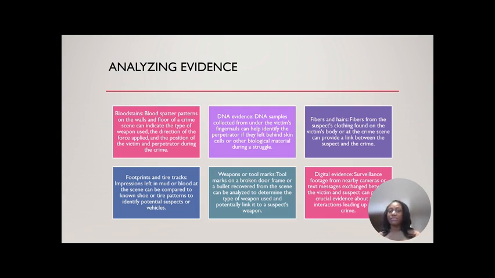Fibers and hairs. Fibers from the suspect's clothing found on the victim's body or at the crime scene can provide a link between the suspect and the crime. Footprints and tire marks. Impressions left in mud or blood at the scene can be compared to known shoe or tire patterns to identify potential suspects or vehicles.